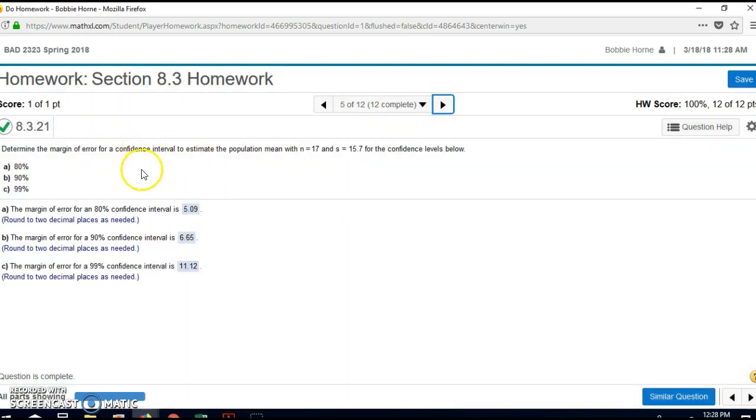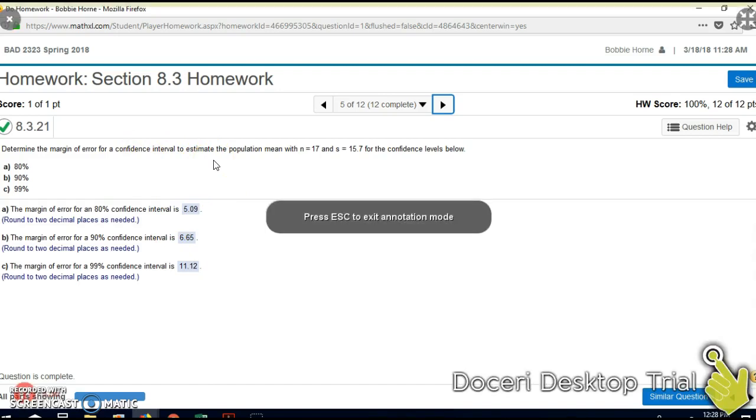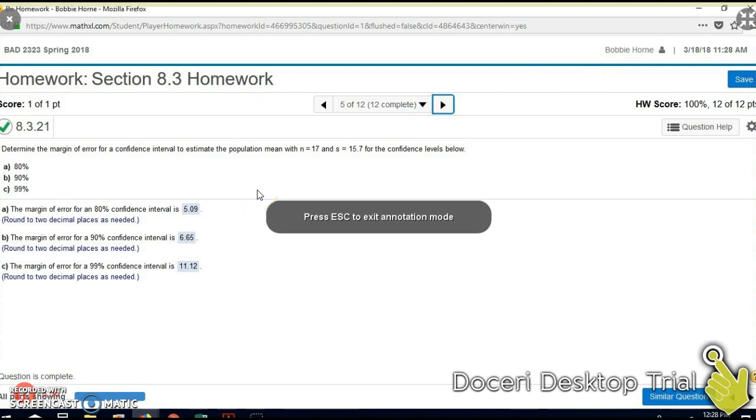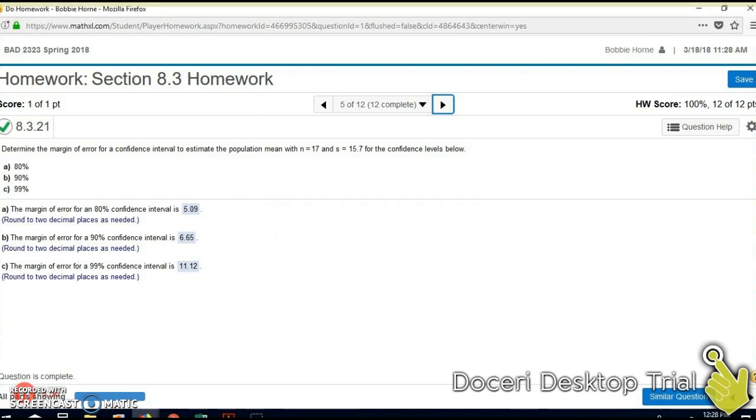Problem number 5, it wants you to determine just the margin of error. We don't know what the mean is, so what we want to do here is we need to find the t-value, and then we need to find the standard error and multiply those together.